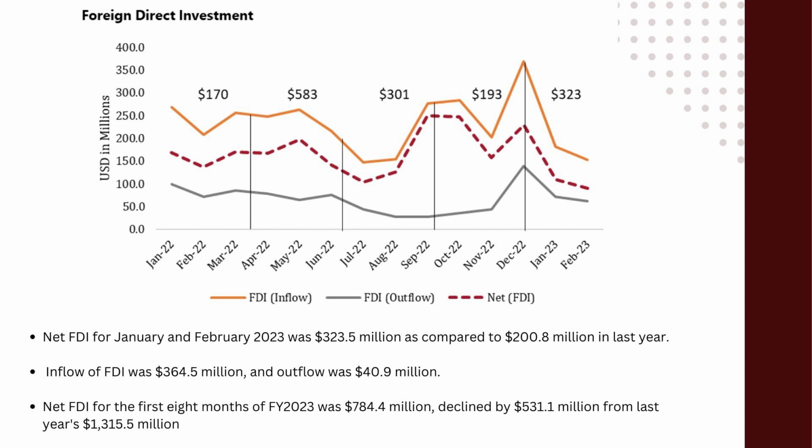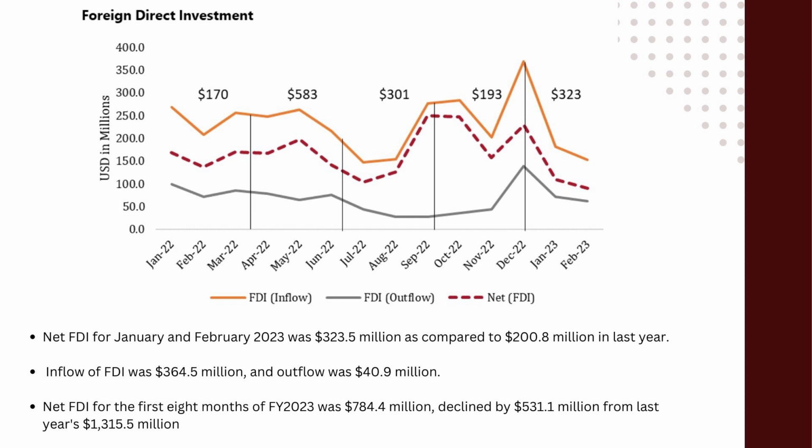In the first 2 months of the third quarter of fiscal year 2023, net FDI was around $323 million, compared to around $200 million last year. So there is some improvement in the net foreign direct investment. And the inflow of FDI in these 2 months was $364.5 million, whereas the outflow was around $40 million.